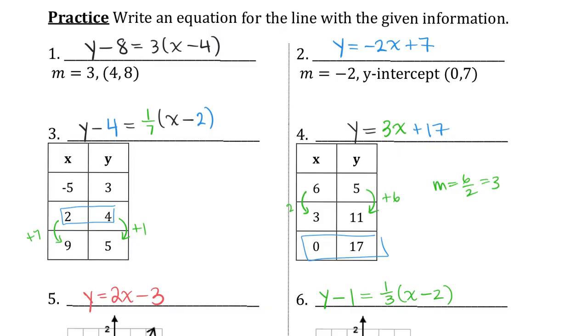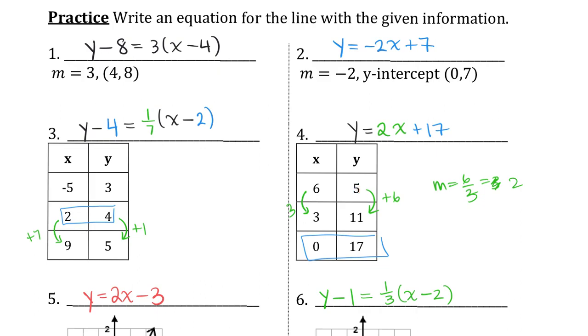Okay, for number 4, my slope was 6/2, which is 3. Oh, it's not. It's 6/3, which is 2. One moment. This should be a 2. Okay, so then for my equation, I should have y equals 2x, and I chose to use the y-intercept, which was 17. So I did y equals 2x plus 17. If you did point slope form, you might have y minus 5 equals 2 times (x minus 6).